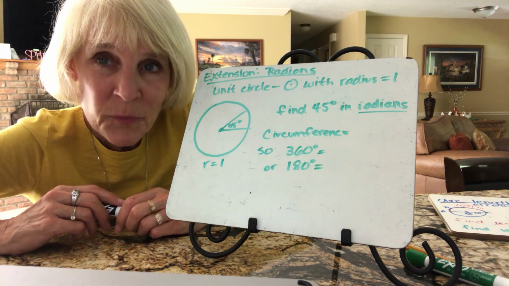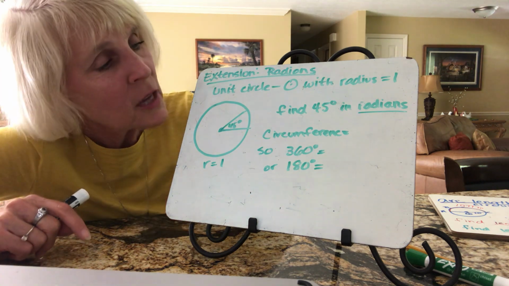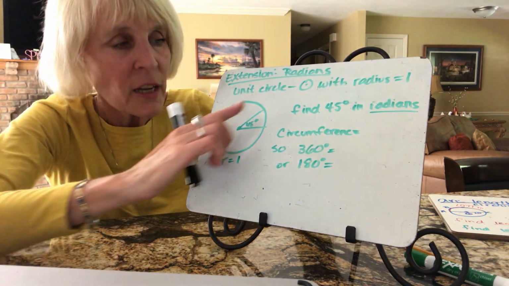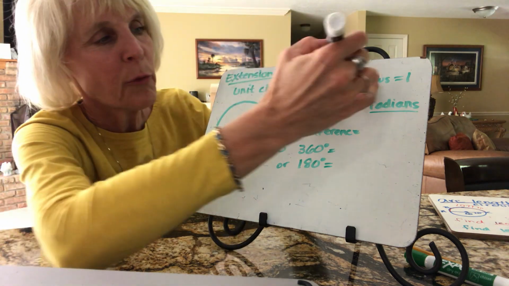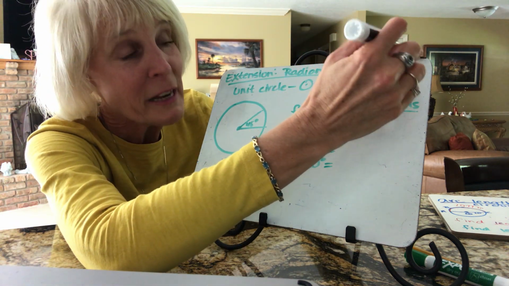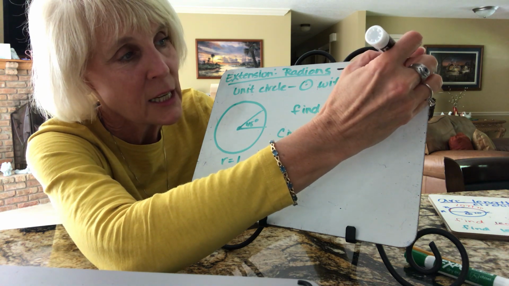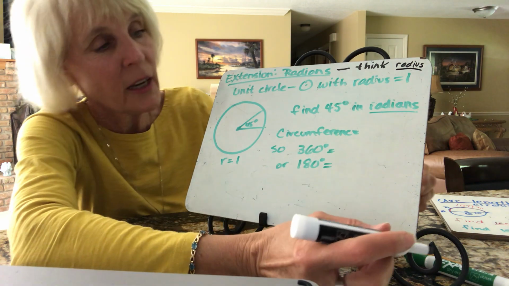So a radian, remember on our calculator, it was RAD. So we're talking about those radians. A radian is based on the radius in a unit circle. So it's easy to think of. Radius, think radian. Radian, think radius. That's how it was named. Can you see the similarity? Of course you can, okay?